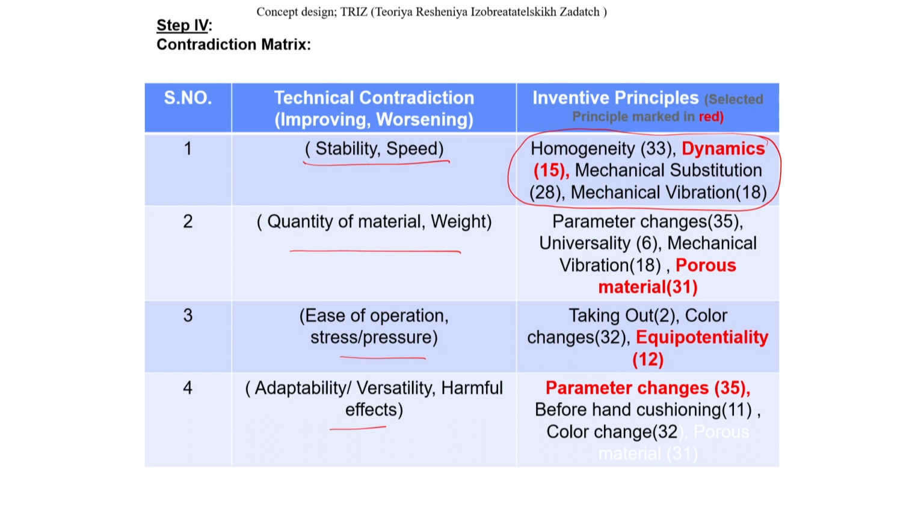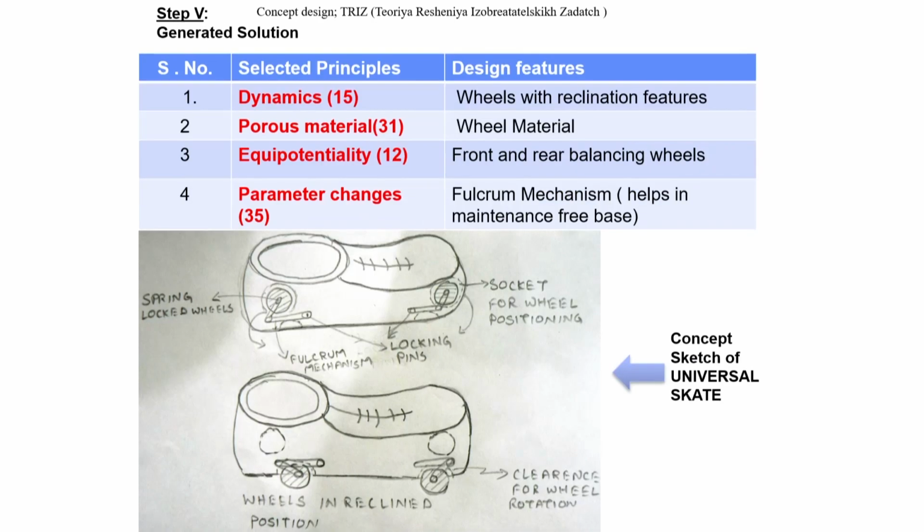Once they did that, they thought of the idea of dynamics, okay, wheels with a reclination feature. Whenever you are walking, the wheels are not used, and whenever you are skating, the wheels come into action. So, deploy the wheels at that time. So, reclination feature. Porous material, another problem was there. So, they figured out the wheel material corresponding to it.